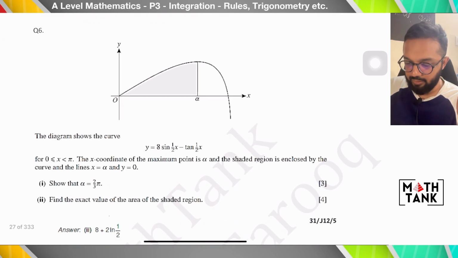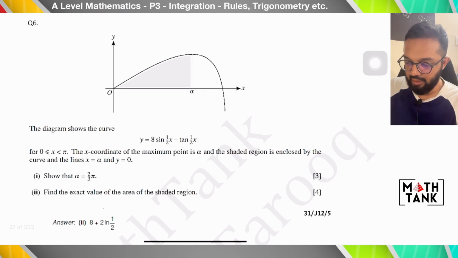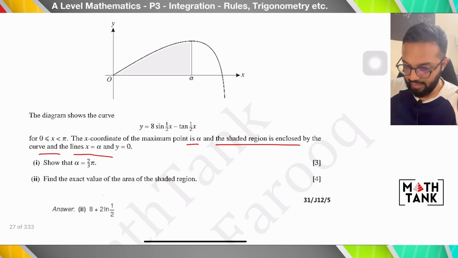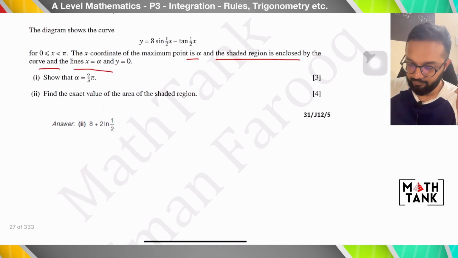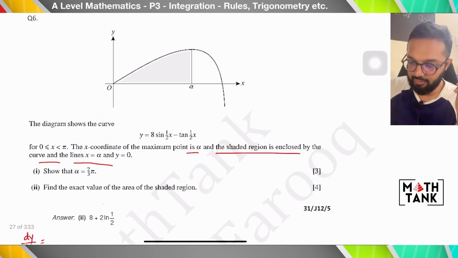Moving on to the next question quickly. Question number 6. The diagram shows a curve. The x-coordinate of the maximum point is alpha and the shaded region is enclosed by the curve. The lines in this show that alpha equals 2/3 pi. So this is about differentiating and finding out the maximum point.